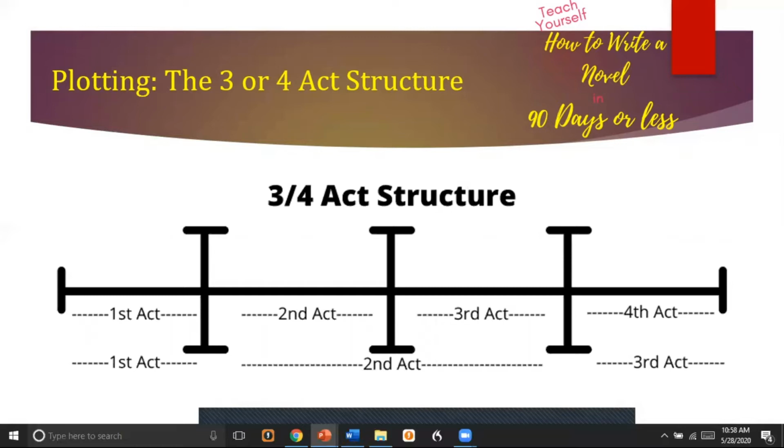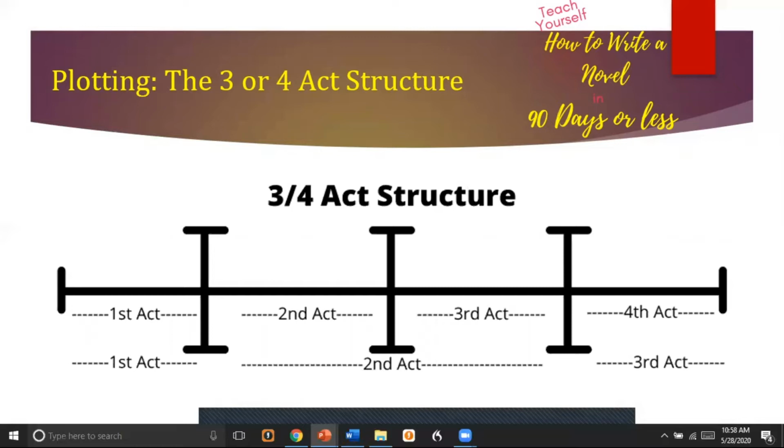I actually have a diagram of this if you're watching on YouTube, but I'm also going to give you a free resource. It'll be a PDF that has this diagram on it so you can see the difference, and it will also list what needs to be in each of the acts.